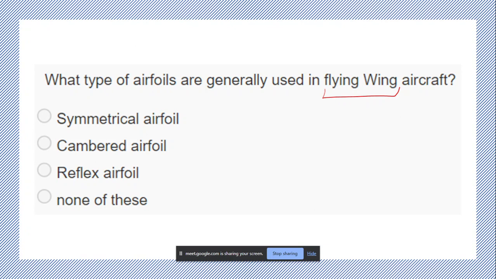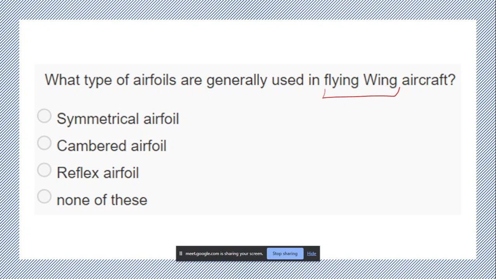Okay. Why not cambered? If you're saying it's symmetrical, why not cambered or why not reflexed? Try to think of it. It's just a wing flying, so it has no other surfaces. Try to think about it from the stability or pitching moment perspective.